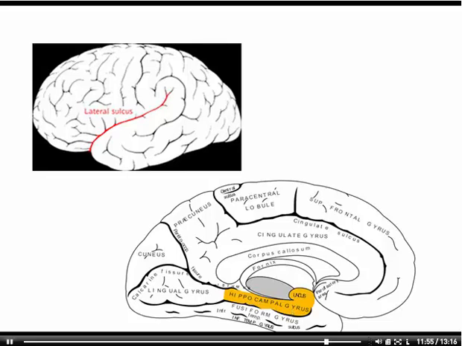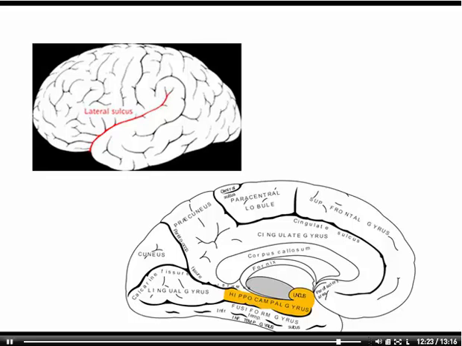Okay, so this concludes the vocabulary portion. So let's just review the terms that we went over. We went over lateral, which is to the side. We went over medial, which is towards the midline. We went over superior, which is above. We went over inferior, which is below. We went over ventral, which is toward the front. We went over dorsal, which is toward the back. We went over anterior toward the head and posterior toward the tail.